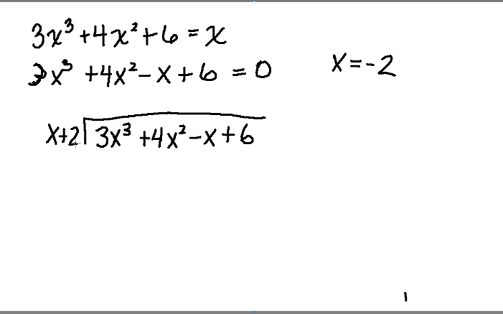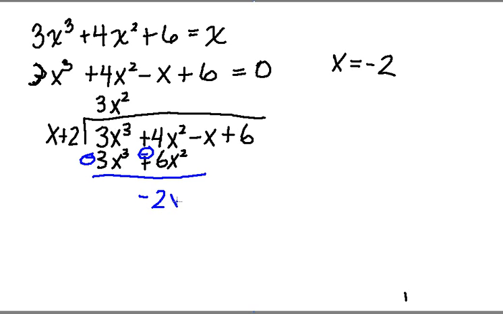So I ask myself, what times x gives me a 3x cubed? That's going to be 3x squared. I end up with 3x cubed plus 6x squared. Now remember that I subtract these two, so I'm going to make myself a little note here. 3x cubed minus 3x cubed, they cancel, and over here I've got 4x squared minus 6x squared, so I'm going to end up with a minus 2x squared. And now I want to bring down my next term, which is minus x.